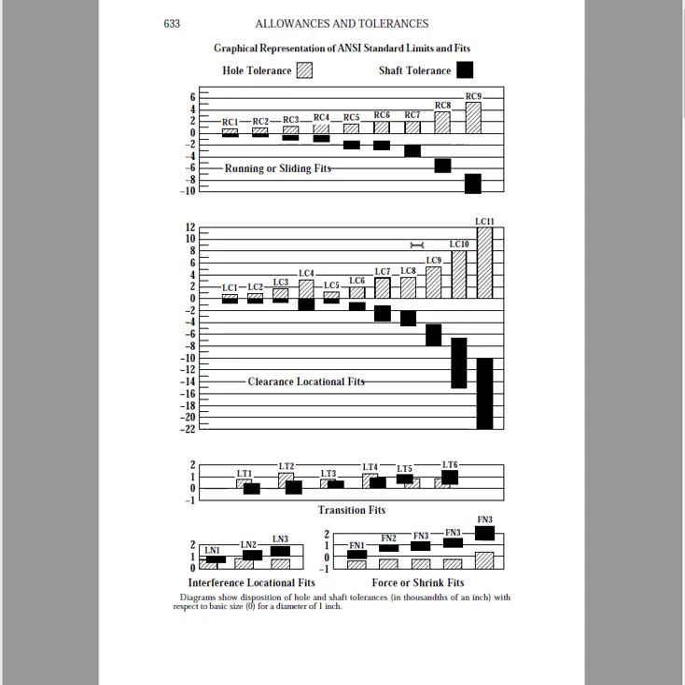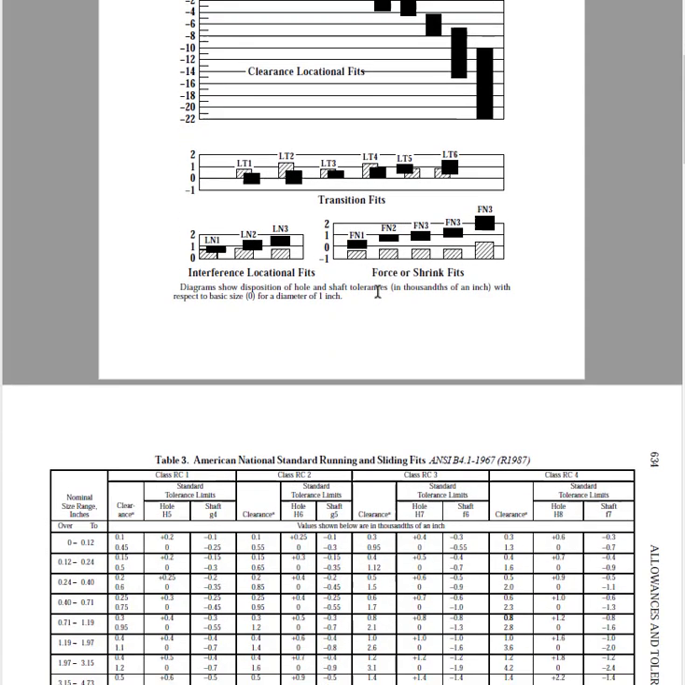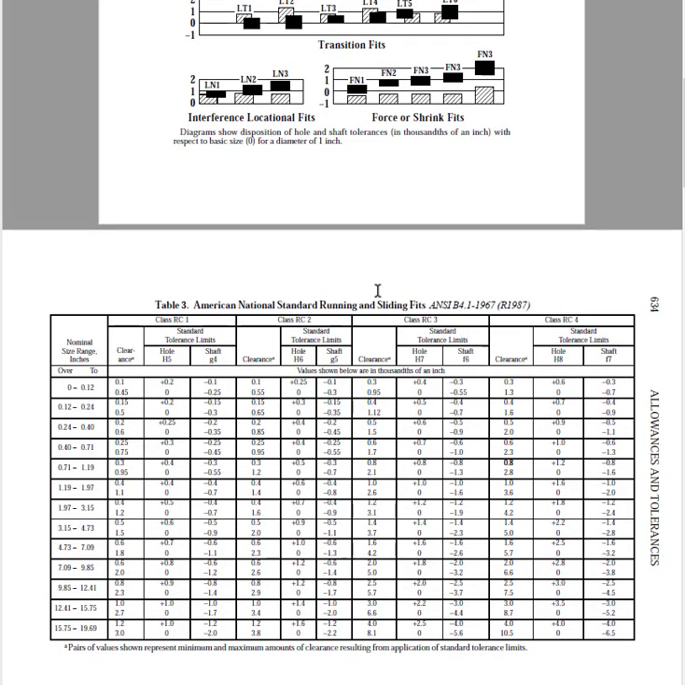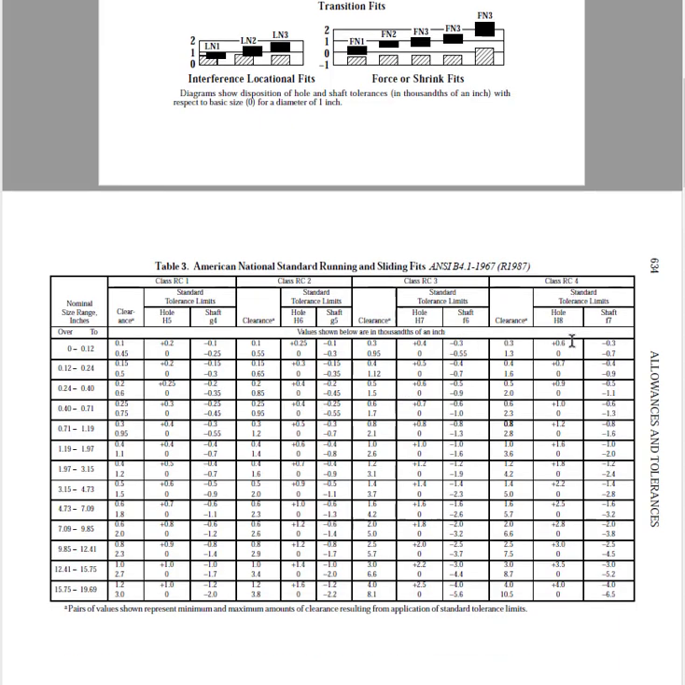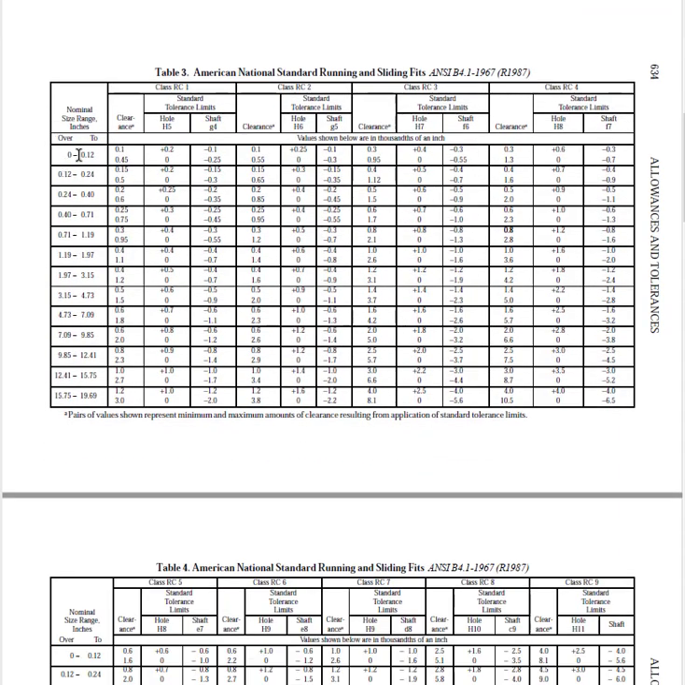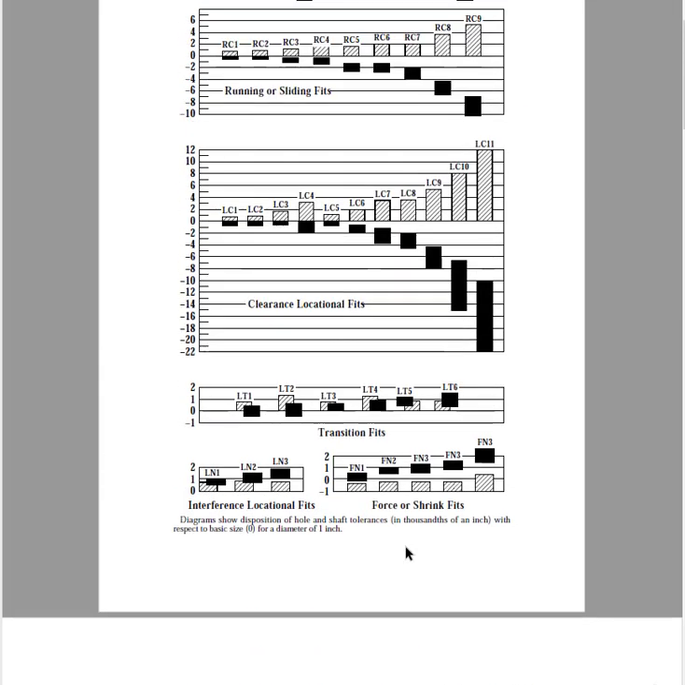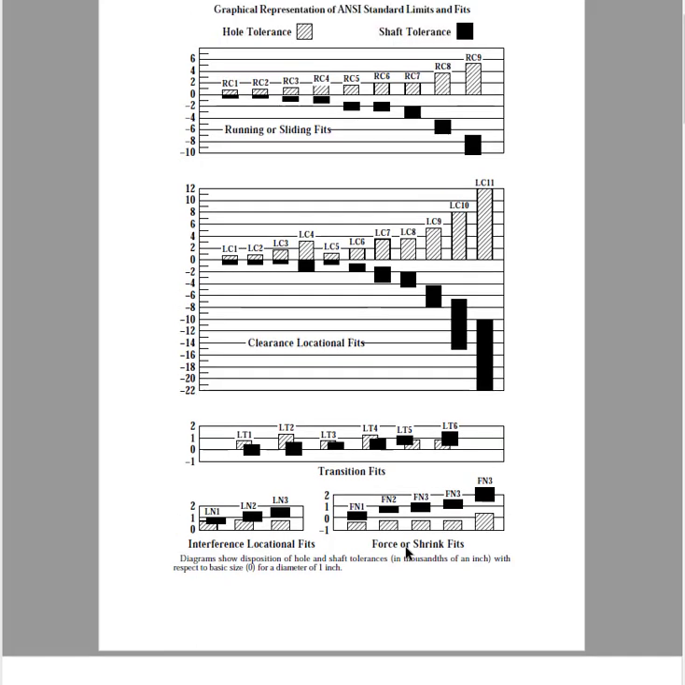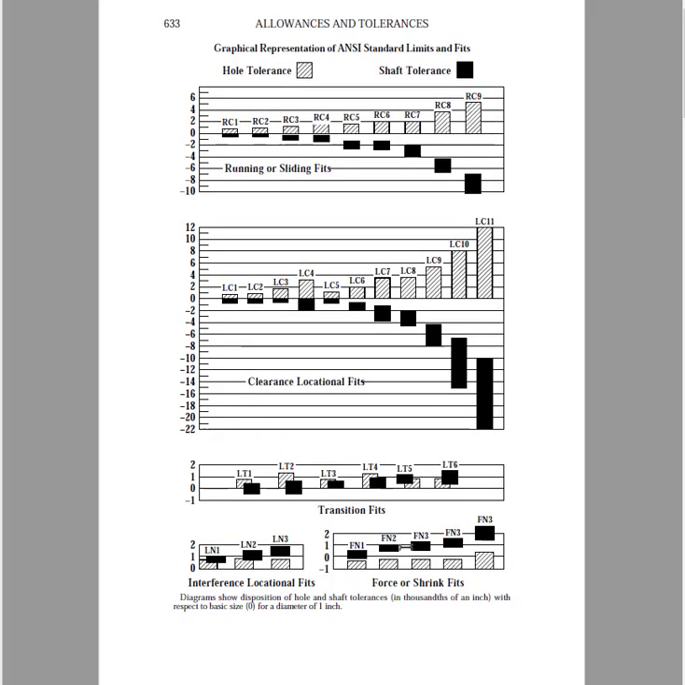Somebody worked out a long time ago that for each of these fits, here's RC1, RC2, RC3, RC4, and here are the different nominal sizes. So what you try to do is look up your nominal size in your class of fits, which is the first thing you have to do for this example. Before I move on, I want to talk about these other things.